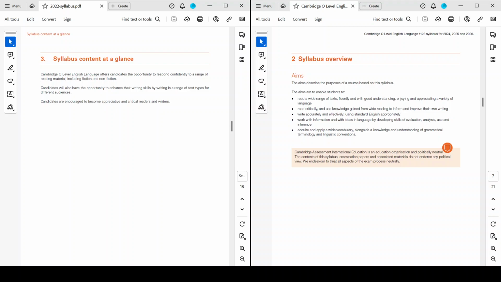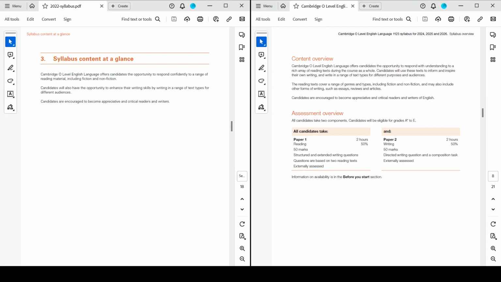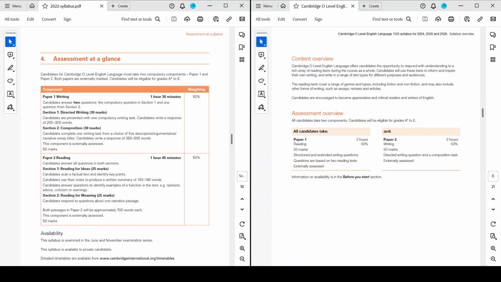Hello again. So we've covered the syllabus overview and the aims of the syllabus. Now, moving on to the content. I've got the 2024 syllabus and the 2022 syllabus both open here, the 2024 syllabus on the right.